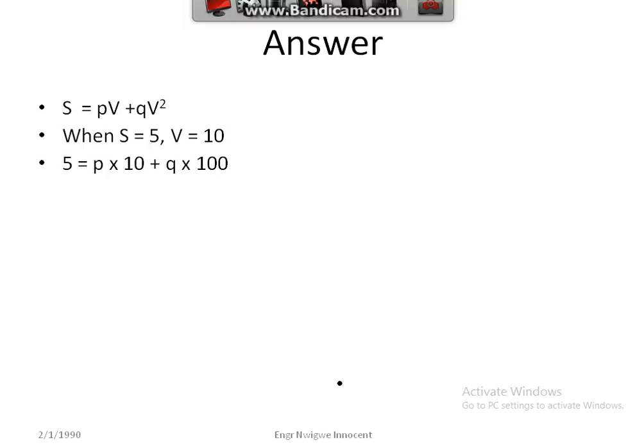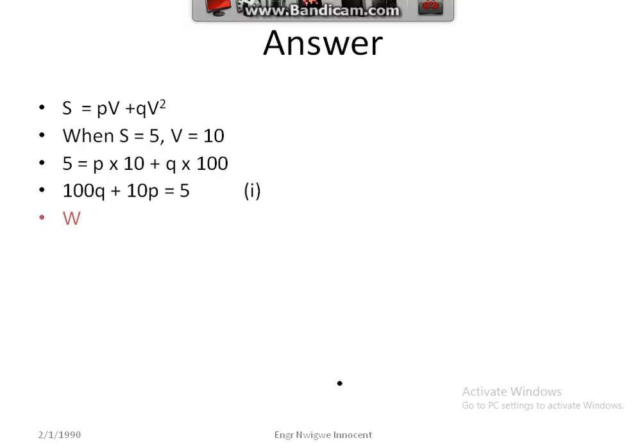Answer. Since we are given the expression S equals to PV plus QV squared, and P and Q are constants, when S is equals to 5, V is equals to 10. Substituting the values, we have 5 is equal to P times 10 plus Q times 100. Then we now have 100Q plus 10P is equals to 5. This is our equation 1.